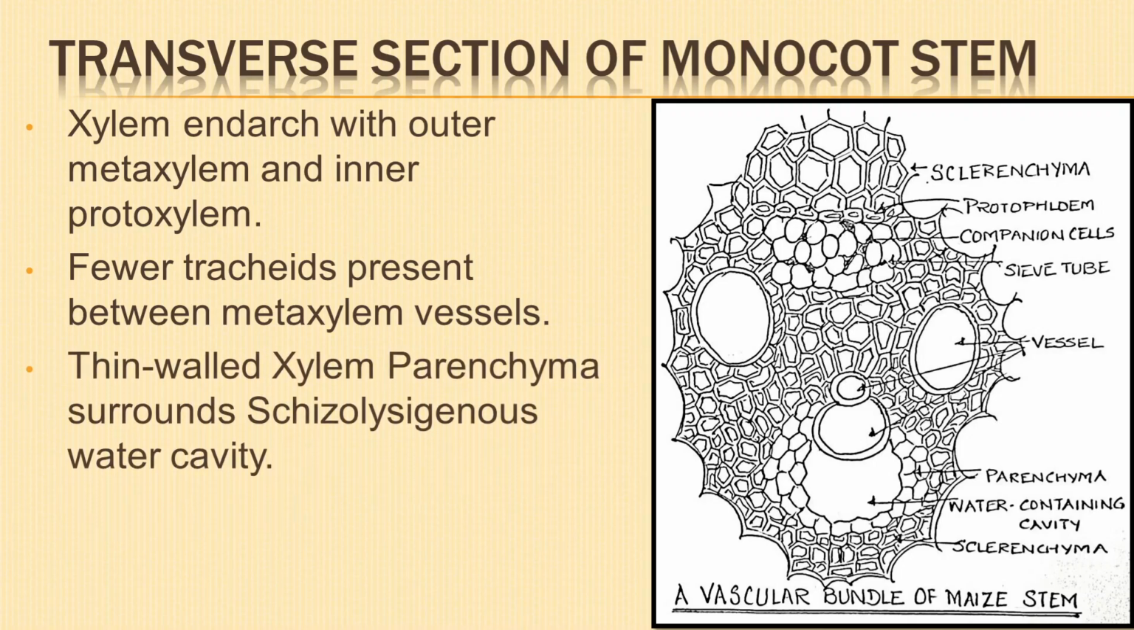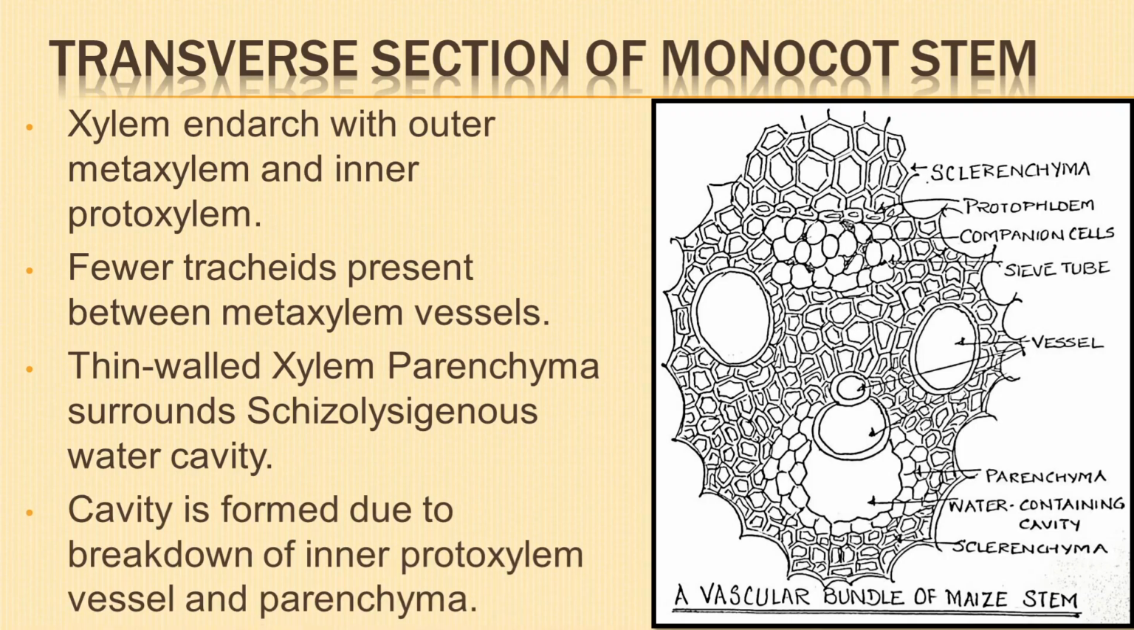Thin-walled wood or xylem parenchyma surrounds a conspicuous lysigenous water cavity which stores water. This cavity is the result of breakdown of the inner protoxylem vessel and parenchyma during the rapid growth of the stem.